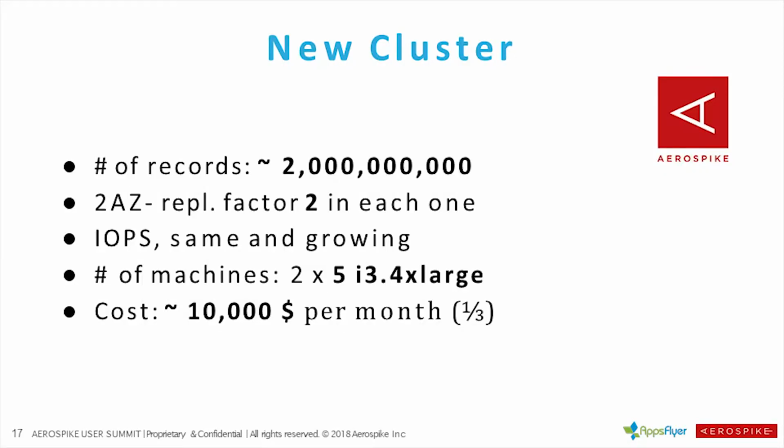So let's take a look at the new Aerospike cluster that replaced Couchbase. So again, 2 billion records. Now we had a different topology. We had 2 availability zones connected with XDR, a 2-way XDR. Each cluster has a replication factor of 2. So now practically we have 4 copies of every record instead of 3 in the old cluster.